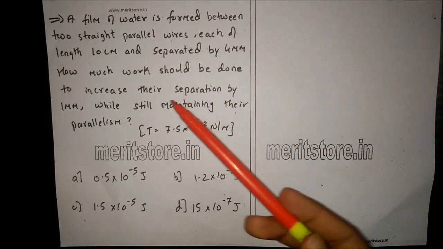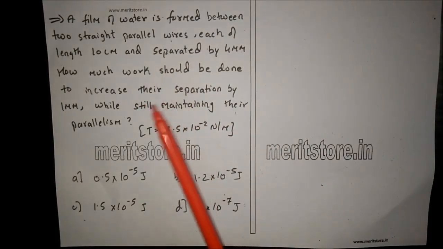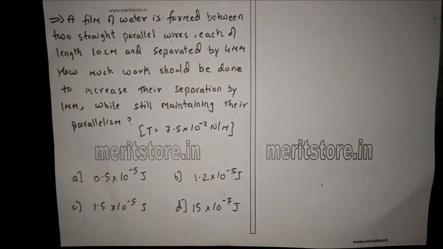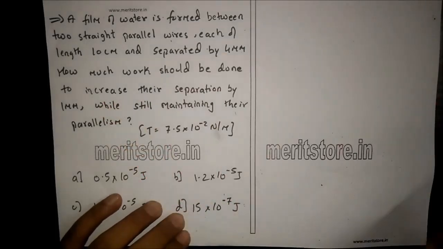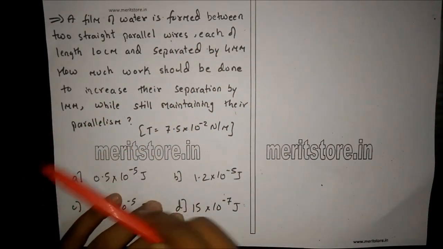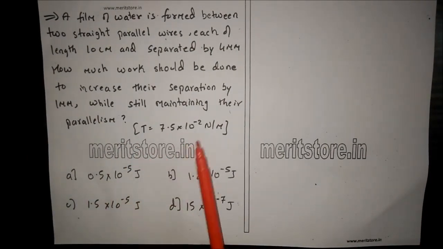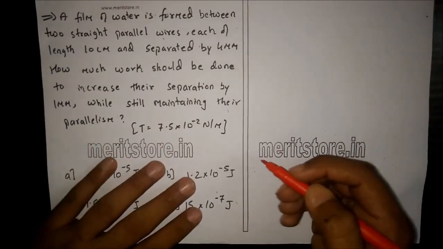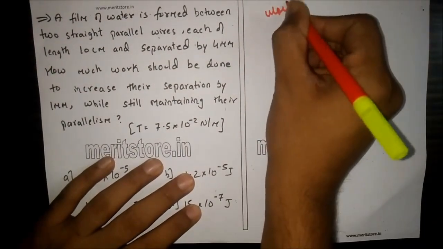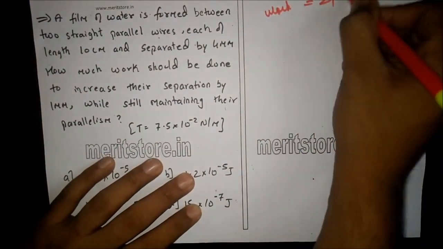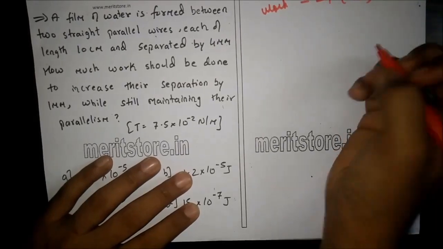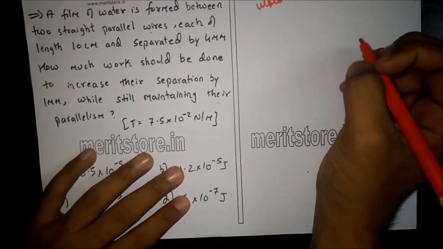A film of water is formed between two straight parallel wires, each of length 10 centimeter and separated by 4 millimeter. How much work should be done to increase their separation by 1 millimeter while still maintaining their parallelism? Here the surface tension T is given by 7.5 into 10 raised to minus 2 Newton per meter. Now the work done will be given by 2 into T into dA. We take 2 because surface tension forms two surfaces.